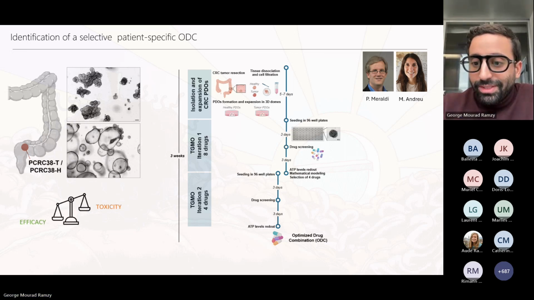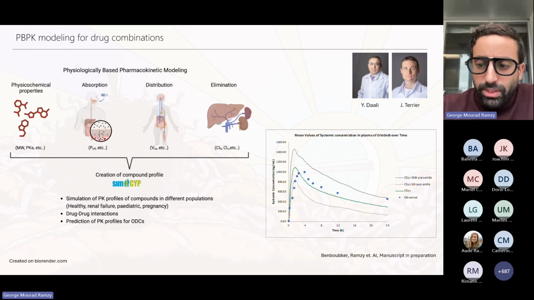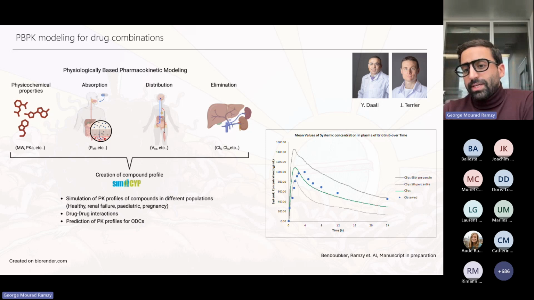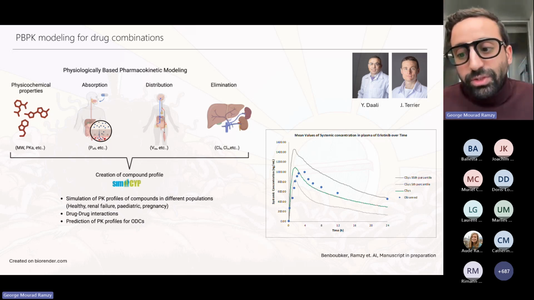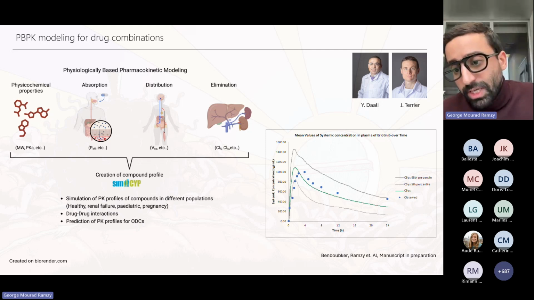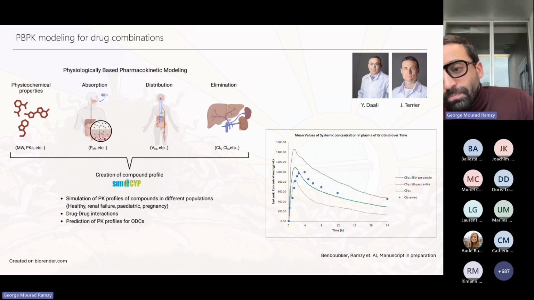So the next step that we are currently working on, in close collaboration with clinical pharmacologists, Dr. Jean Terrier and Dr. Yusuf Dali, is motivated by the question we always get: how do you evaluate the pharmacokinetics of these drugs? How can you make sure that it's not toxic, or that there will be no other interactions in the body, since we are optimizing these drug combinations on ex vivo organoids?